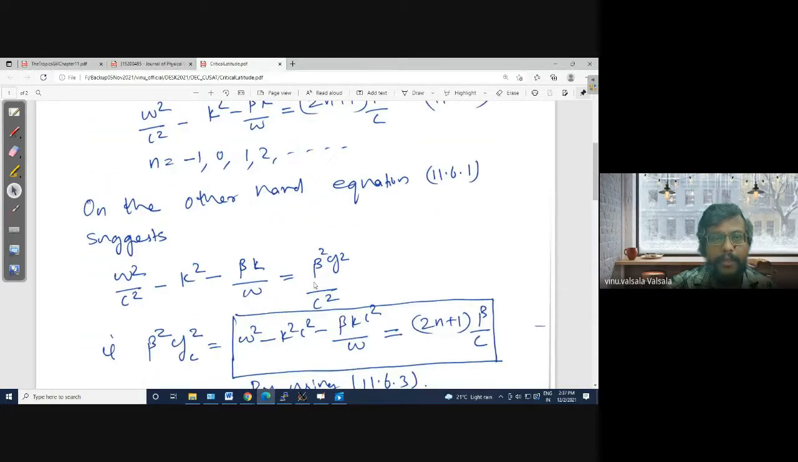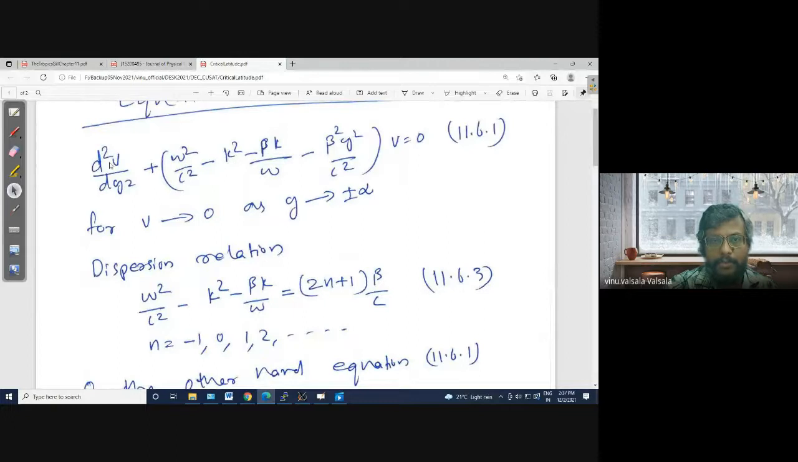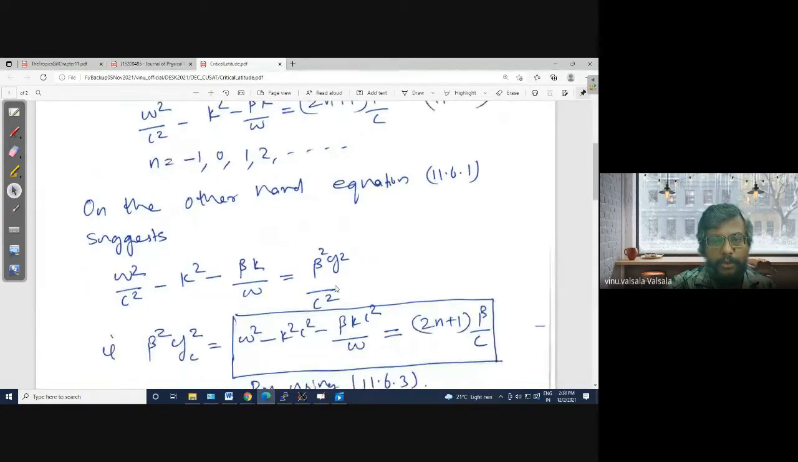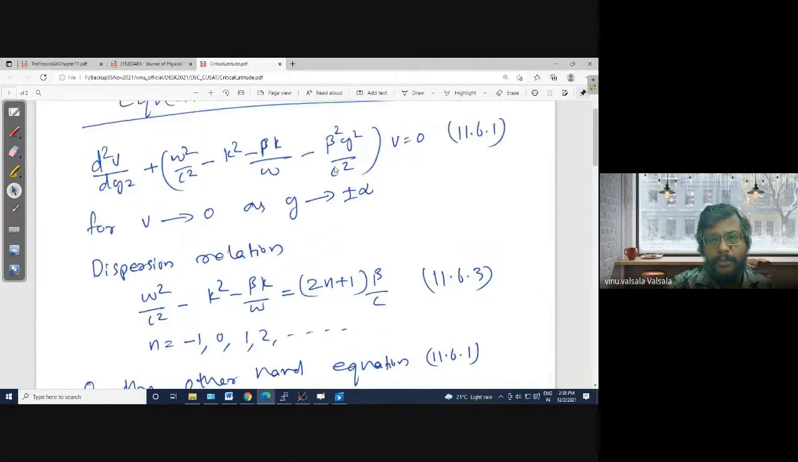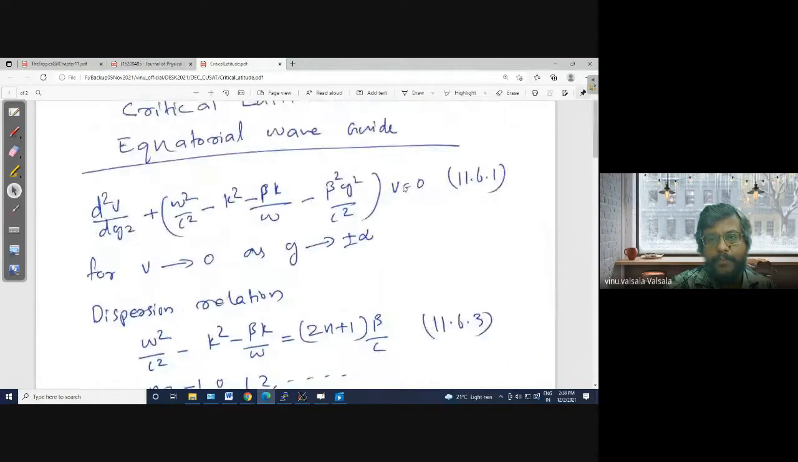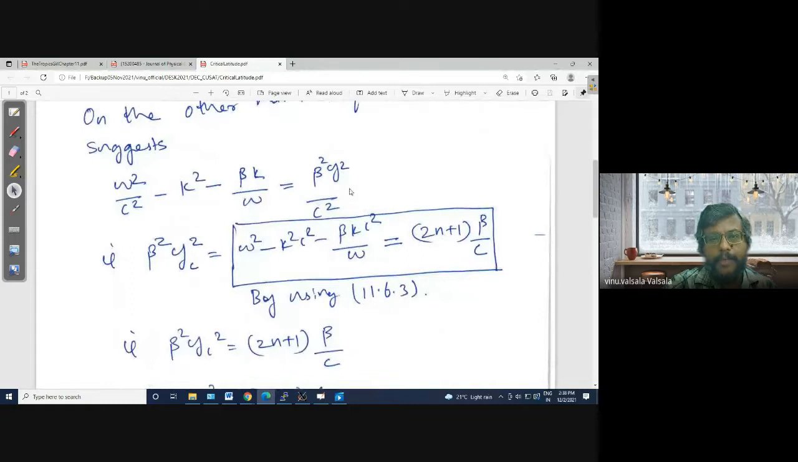Now, on the other hand, equation 1161, this fundamental equation, can also be written so that this part can be 0 for the equation to be 0. If you follow in that direction, omega square by c square minus k square minus beta k by omega equals beta square y square by c square. From this equation, we put this term equal to 0, because V vanishes as Y reaches infinity. For a critical latitude, this assumption is good enough. V equal to 0 means this has to be 0 also. From that assumption, I can replace my Y with YC. What is YC? Critical latitude.